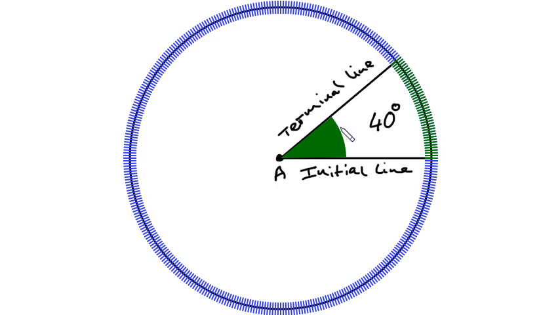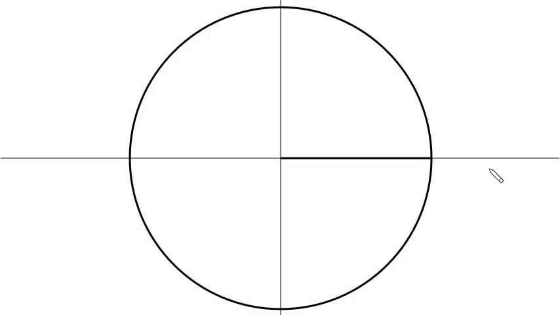So you may be wondering, how can we tell which line is the initial line and which line is the terminal line? Okay, so to answer this question, I'm going to clear away this angle and just put our circle on the coordinate axes. So here we have our circle. This here is the x-axis. And of course up here we have the y-axis.